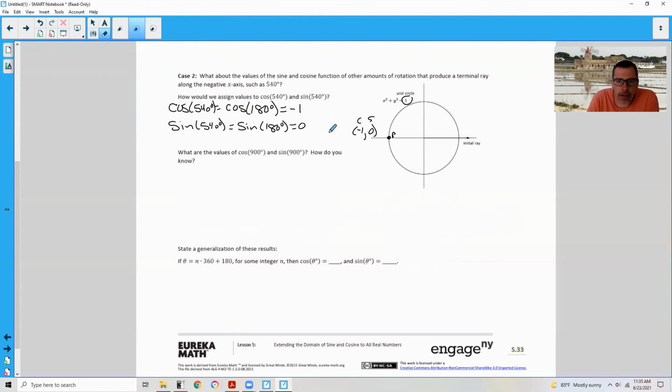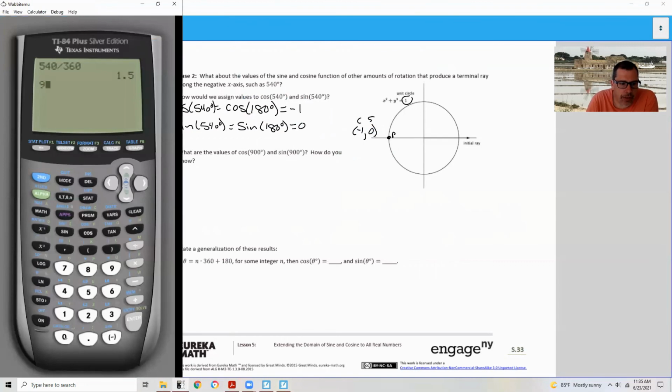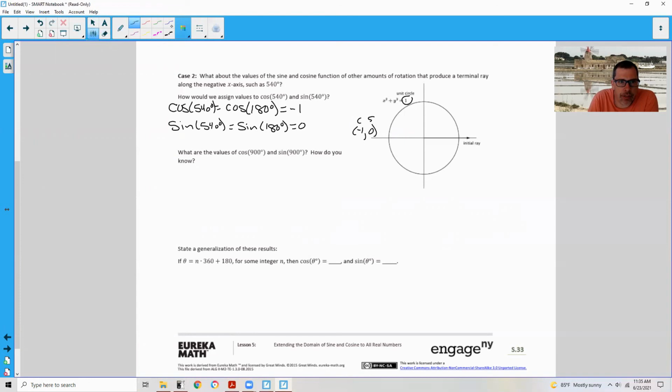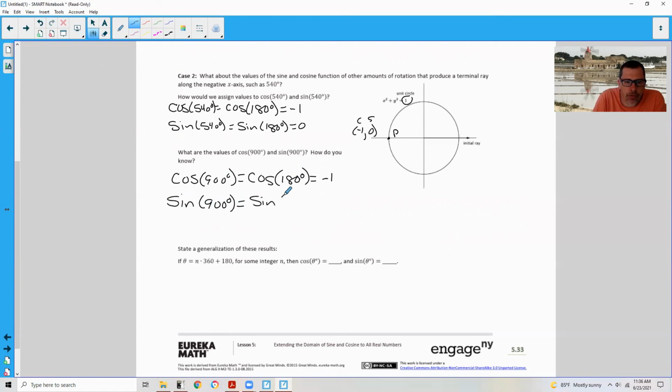Okay, so now let's try 900 degrees. So I take 900, divide it by 360 to find my n, and that's 2.5 rotations. Again, 2.5 puts me right there again. I didn't realize I had my eraser on. So there's P again at the same location, (-1, 0). So the cosine of 900 degrees equals the cosine of 180 degrees, because it's 2.5 rotations, and the cosine of 180 degrees is -1. The sine of 900 degrees equals the sine of 180 degrees, which equals 0.